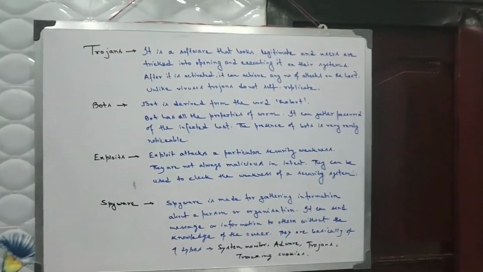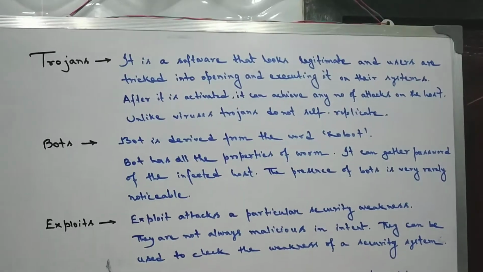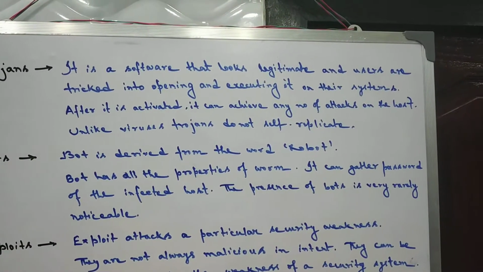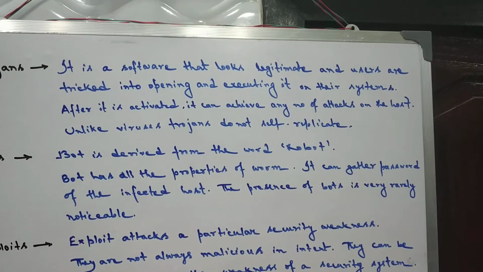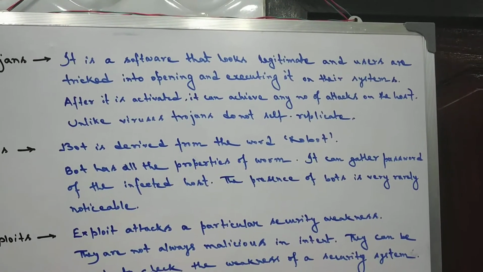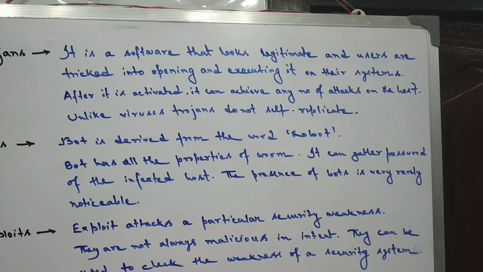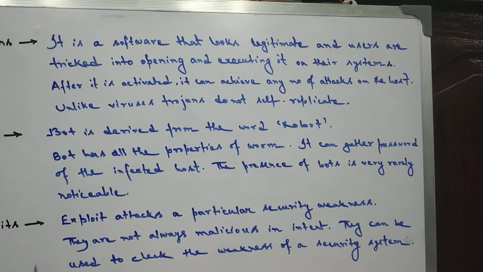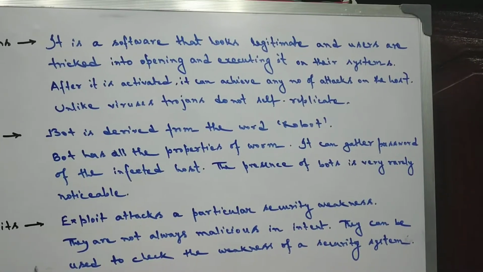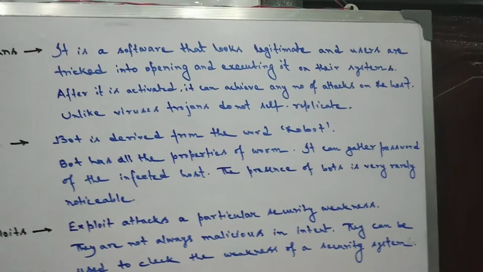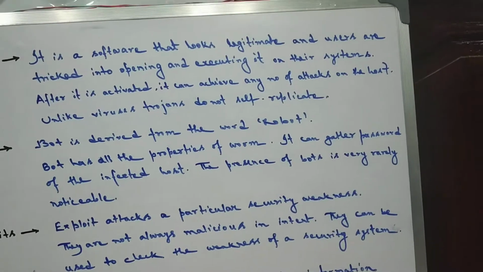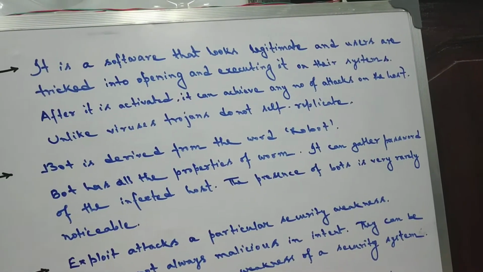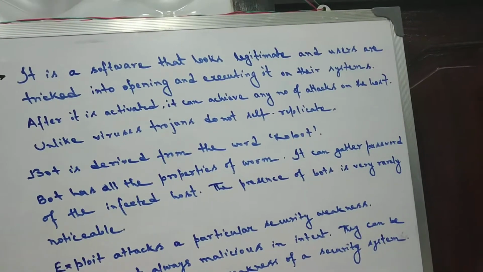First, Trojans. A Trojan is software that looks legitimate, and users are tricked into opening and executing it on their systems. After it is activated, it can achieve any number of attacks on the host. Unlike viruses, Trojans do not self-replicate. So a Trojan is malicious software that looks similar to a program which you knew previously.